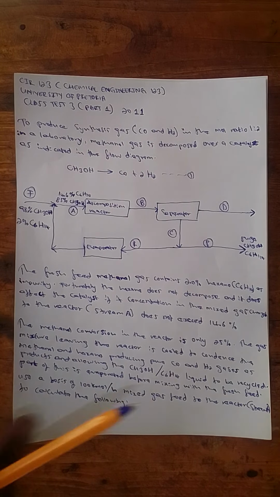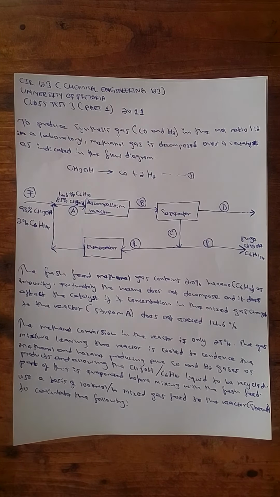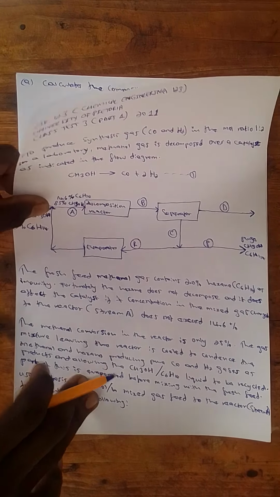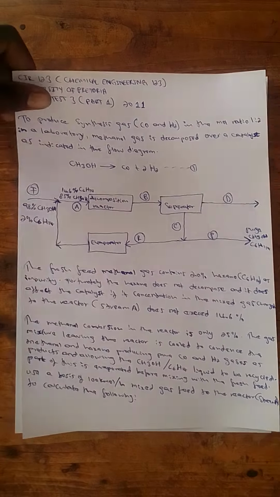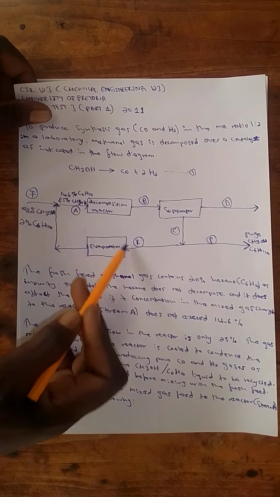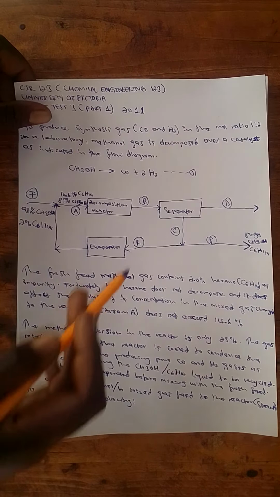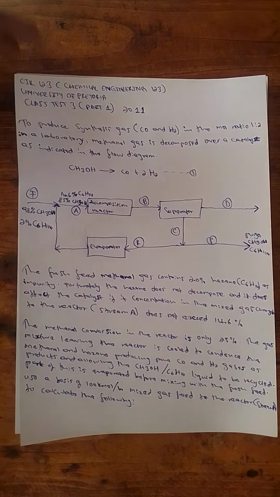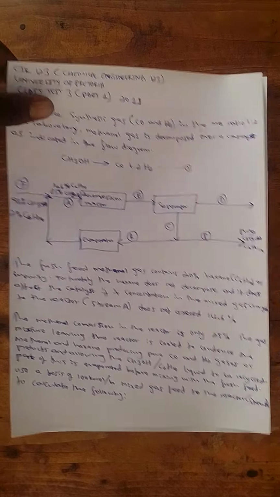Now, this part of the class test actually has around 4 or 5 questions. So in this particular video, we're going to be looking at only the first question. So this is actually what the question says. It says, calculate the composition of the recycle stream. So the question is asking us, what's in the recycle stream, percentage-wise? So now, if we're going to be answering that question, the first thing is to actually choose a basis.